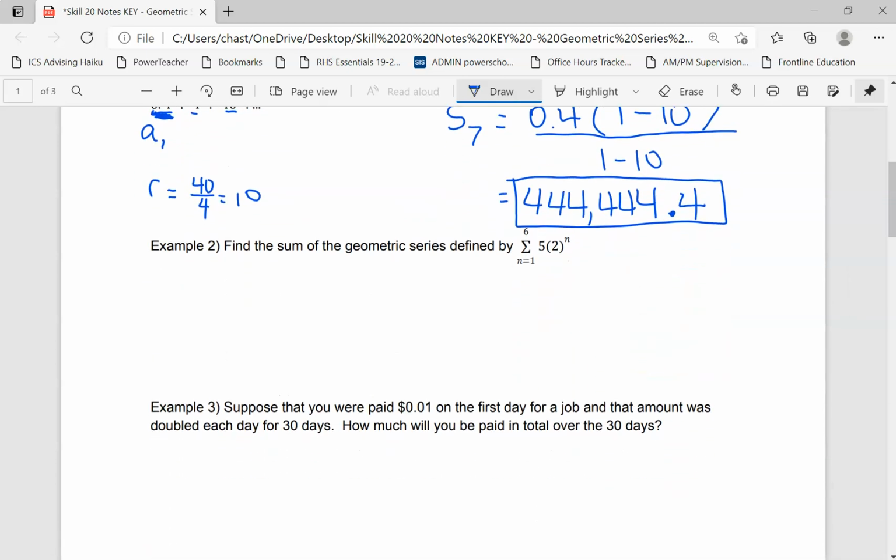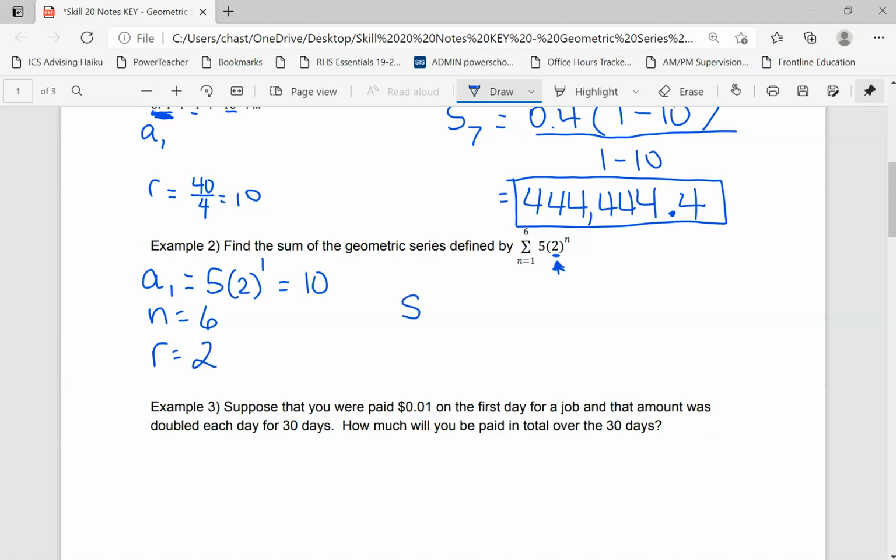For the next one, find the sum of the geometric series that's defined by this sigma notation. So we need to figure out a1. That's just me plugging in 1 to my equation. So 5 times 2, that's 10. We know n is going to be 6 terms, since we're going from 1 to 6. And our r, well, if I look at this equation, 5 times 2 to the n, it turns out that this 2 is the common ratio. It is the thing that we keep multiplying by over and over again. It has the exponent of n. So r is going to be 2.